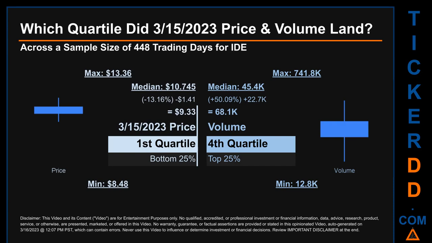Descriptively, IDE has a median price of $10.745. Therefore, March 15, 2023 price was lower from that middle marker by 13.16%. The day's volume of 68.1 thousand was more than the median by 50.09%.